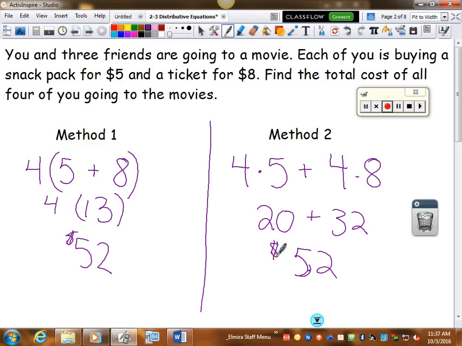Basically, the gist of this is, let's go back to that first row. If you are multiplying an outside number, 4, times something being added or subtracted in parentheses, you get the same answer if you multiply the 4 times the 5 and the 4 times the 8. And that's what distributing is.